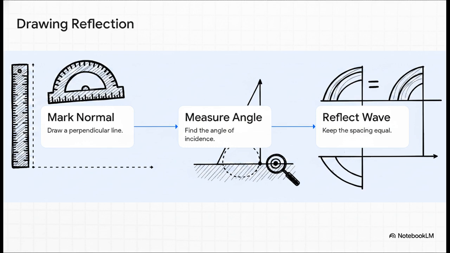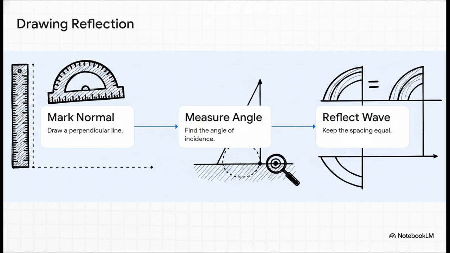Step 1. Mark the normal line perpendicular to the boundary. Step 2. Measure the angle of incidence between the incoming wave's direction and the normal. Step 3. Draw the reflected wave at the exact same angle on the other side. But critically, and do not forget this, you must ensure the spacing between your drawn wavefronts remains exactly equal to the incoming ones.